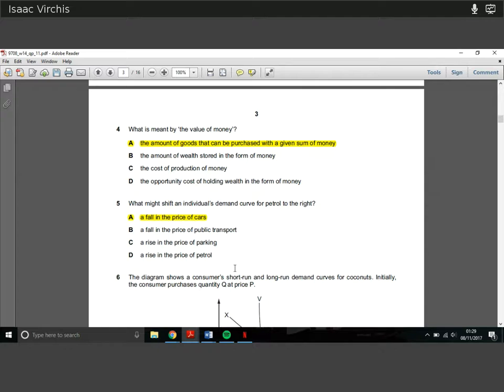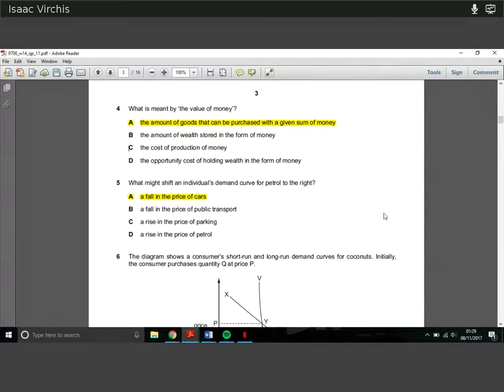Normally it's the latter case, and here we see a fall in the price of cars, which is likely to stimulate demand for cars, which is then going to stimulate demand for petrol, increasing it and shifting it to the right. So although the price of petrol hasn't changed to drive the change in demand, a fall in the price of cars has changed the demand for petrol because we need petrol to power our cars.